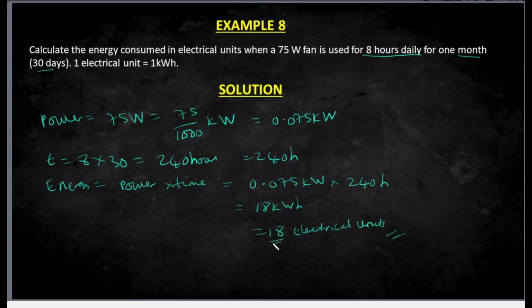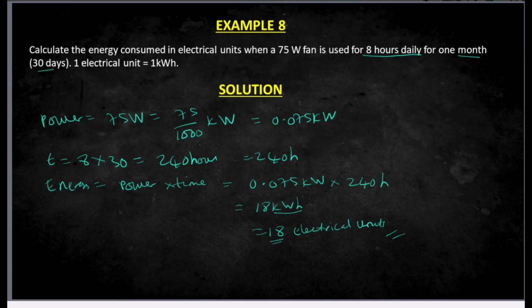So this is how we obtain the value. You convert the power to kilowatt by dividing by 1000. You convert the time to hours because it's 8 hours in 30 days. So we have this hour. We multiply this with this. Then whatever you have, that is the electrical unit. The electrical unit is 1 kilowatt hour. So this is how we do question 8. Straightforward.